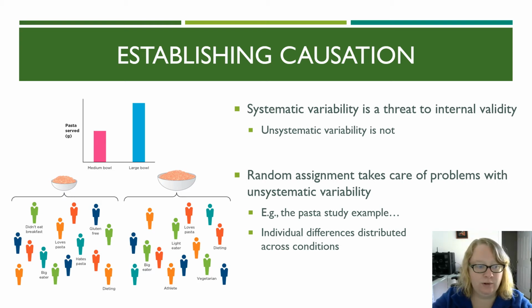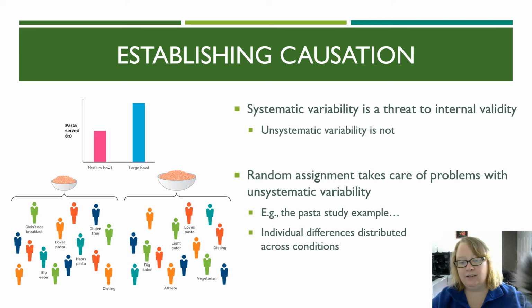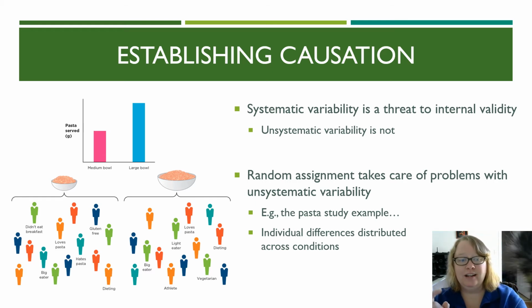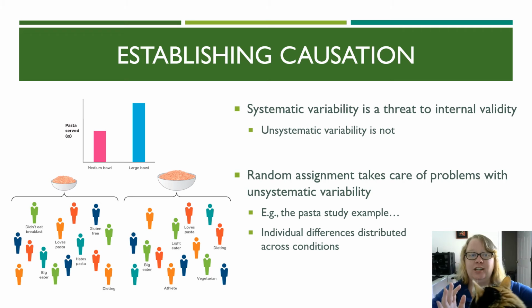If we look at the medium bowl, little graphic on the far left side, somebody didn't eat breakfast, somebody loves pasta, somebody's gluten-free, somebody hates pasta, somebody's dieting, somebody's a big eater. All of that is unsystematic variability, right? You get that same mix of people in the medium bowl condition as you have in the large bowl condition. Some people love pasta, some people are light eaters, some people are athletes, some people are dieting, right? That same mix of people is happening in both of your conditions. That means it's the same type of person in both conditions. You don't have anything systematically changing, right?